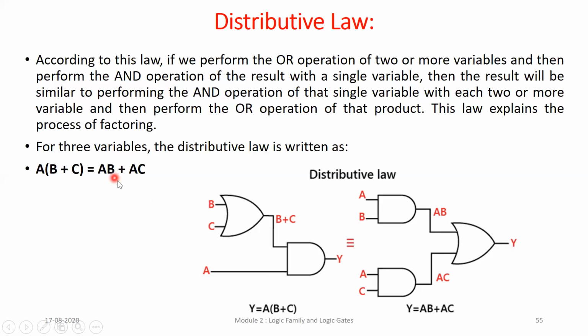Now the RHS part. A and B, a product is there. A and C, a product is there. And those products we are adding. This part is simple, but here we require more gates. You have A and B going to an AND gate, so the product is AB. You have A and C going to an AND gate, and the product is AC. And those two we are ORing, so AB plus AC. So this is my distributive law.